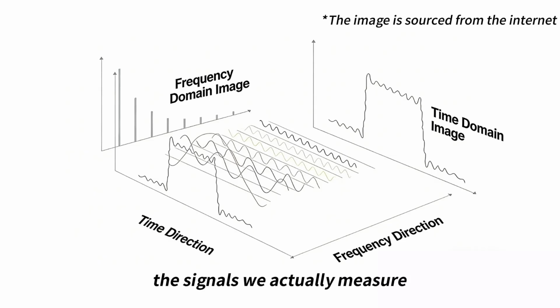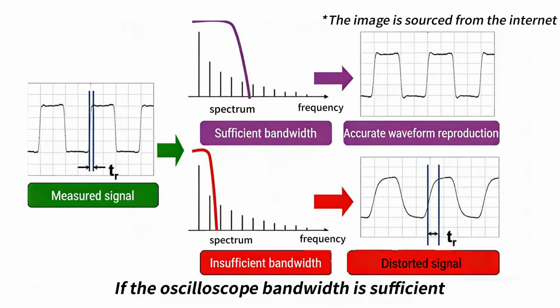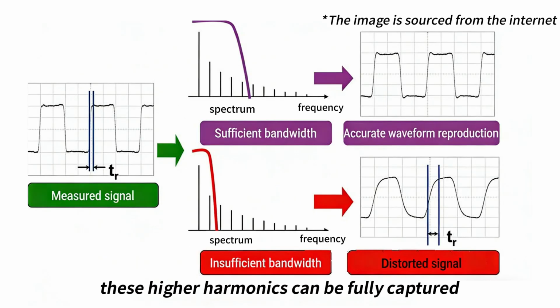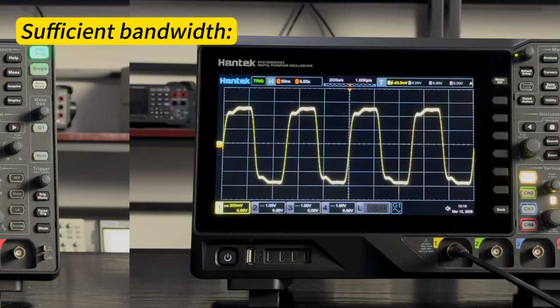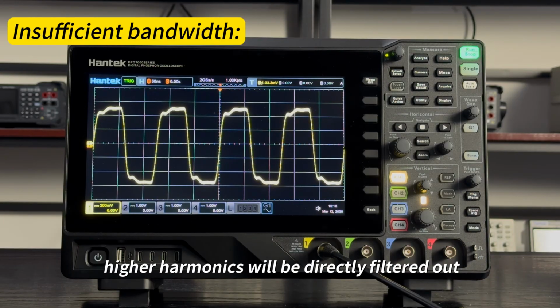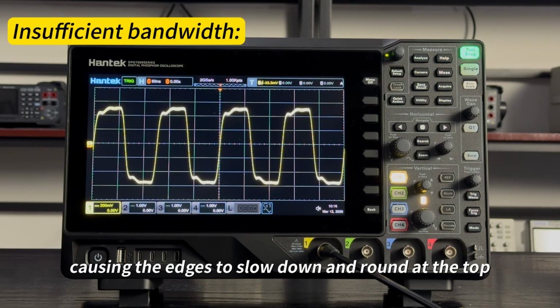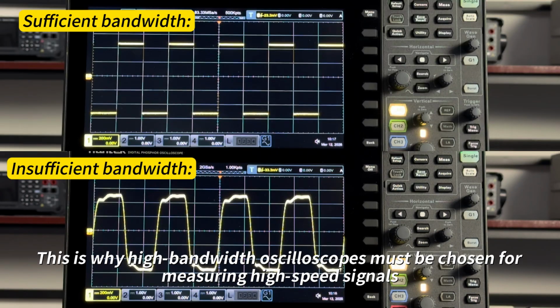The signals we actually measure, such as square waves and pulses, are not single-frequency sine waves but are instead composed of a fundamental wave combined with numerous higher harmonics. If the oscilloscope bandwidth is sufficient, these higher harmonics can be fully captured, resulting in steep edges and square waveforms. However, if the bandwidth is insufficient, higher harmonics will be directly filtered out, causing the edges to slow down and round at the top, leading to distortion. This is why high-bandwidth oscilloscopes must be chosen for measuring high-speed signals.